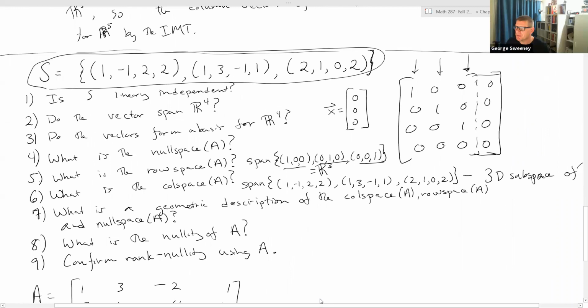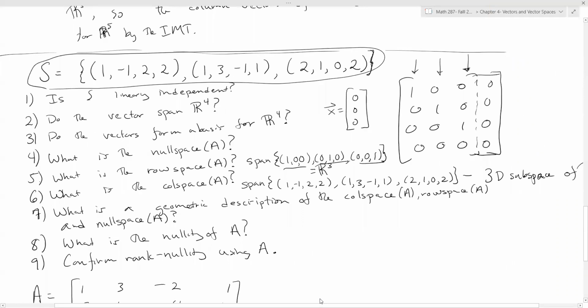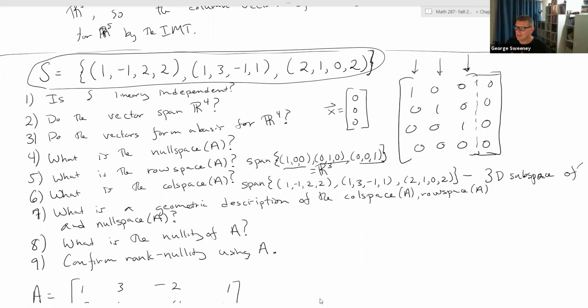What's a geometric description of the row space? What is it, Daniel? The row space is just R3, would be a volume in R3. It's all of R3. You don't even need to say that it's a volume in R3. It is all of R3. The null space of A. What's a geometric description of the null space of A, Jorge?